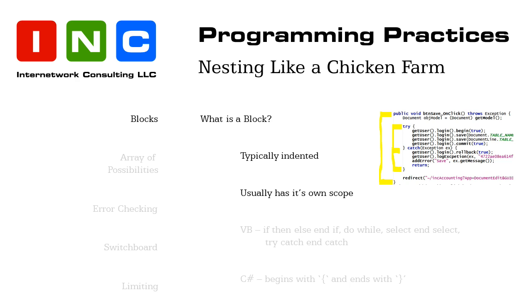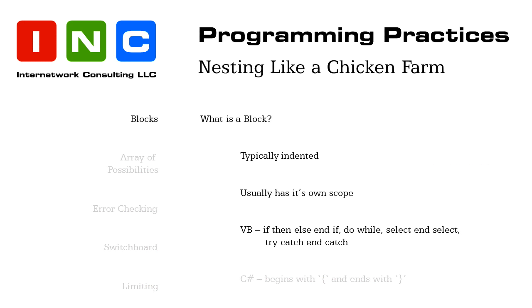Blocks usually have their own scope. That means items declared inside that block cannot be seen from outside that block. There are exceptions to all rules. JavaScript and modifiers like public and protected are examples. In Visual Basic, common blocks are if statements, loops, case statements, and try-catch error handling. In C#, blocks begin with an opening squirrely bracket and end with a closing squirrely bracket.